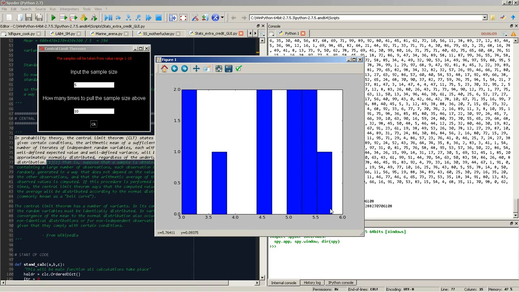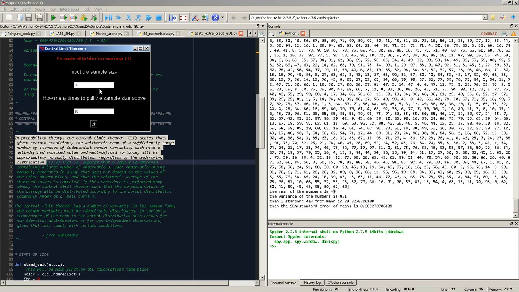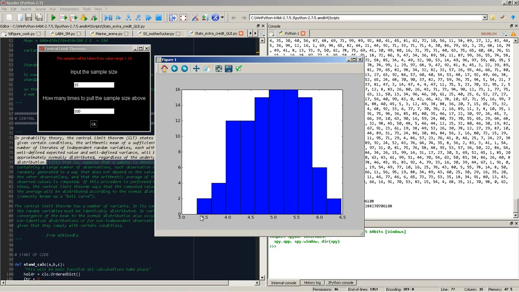So the central limit theorem says, let's take more sample sizes and more times pulling it, and we should start to see a normal distribution. So let's do, let me close this. Let's do 20, or actually let's do 15. Let's do it 100 times. Okay, it's looking a lot closer. Now we're seeing about 3.5 to 6.5. Couldn't really tell you the mean, it's probably somewhere in here. I couldn't tell you exactly, but let's see.